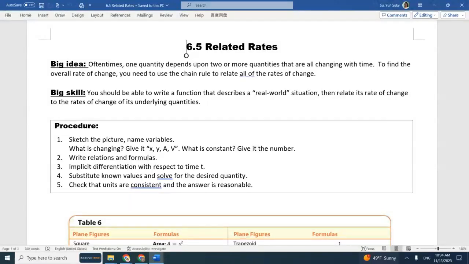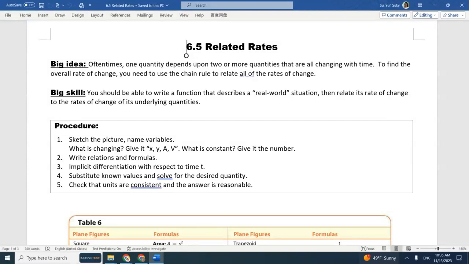Do you remember the optimization problem when you want to find the maximums? You take the derivative with respect to that variable, either x or r. Remember everybody? Here in related rates, you take the derivative with respect to time, t, the rate of change, d of the quantity dt. Okay? And then substitute known values and solve for the desired quantity. And also check that units are consistent and the answer is reasonable.